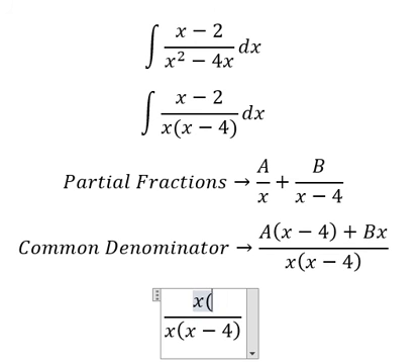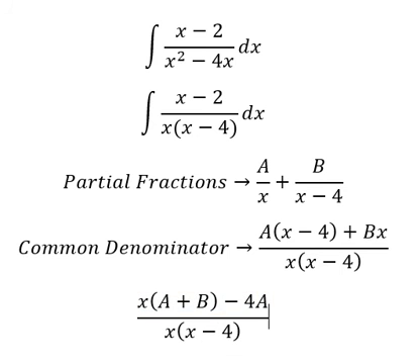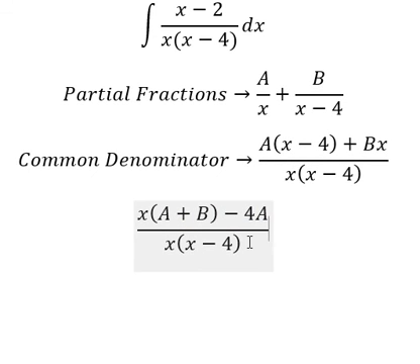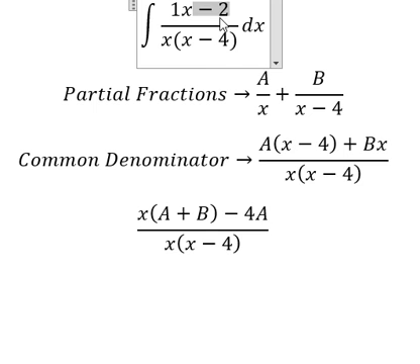For s, we have a plus b. For the numbers, we have negative 4a plus 8b. Next, we need to compare coefficients. This one we have number 1, so a plus b equals 1. This one equals negative 2.